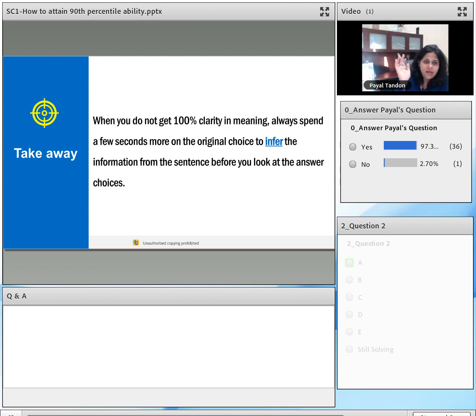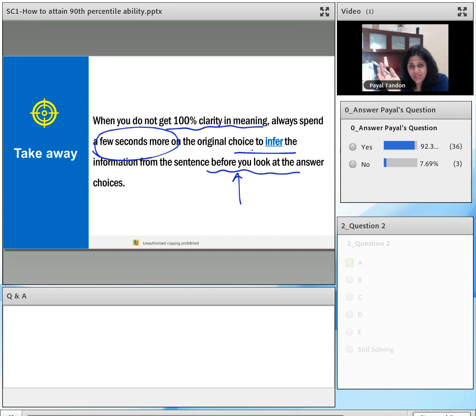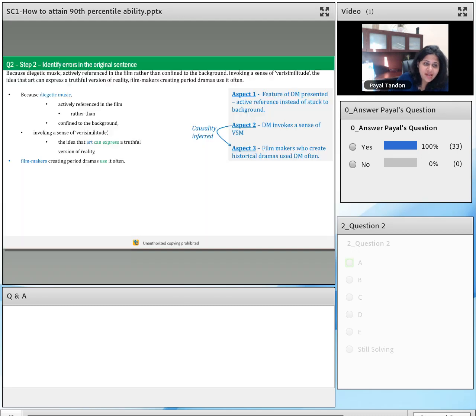So the takeaway in this question, in addition to the takeaway that we had in the previous question, is that even when you don't have 100% clarity in the meaning after reading the sentence, spend those few additional seconds to infer the information from the sentence before you look at the answer choices. Don't ever look at the answer choices to find clues, and this will be contrary to the majority of what you think. So my question is, don't ever look at the answer choices for clues. This is contrary to what you think, and the majority of you are saying yes. But this is the way it goes. And I'm going to explain why that is the case, and that is the difference between choices B and C. Those of you who selected choice C actually fell into that trap.